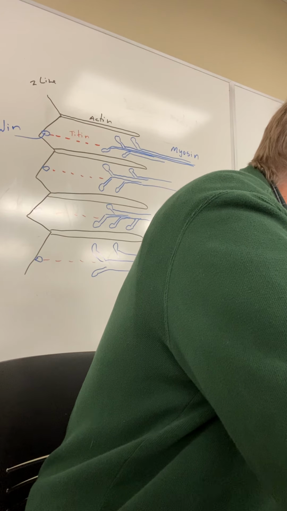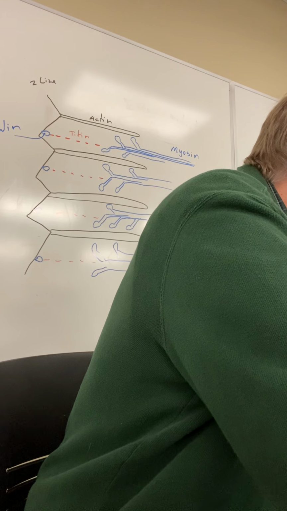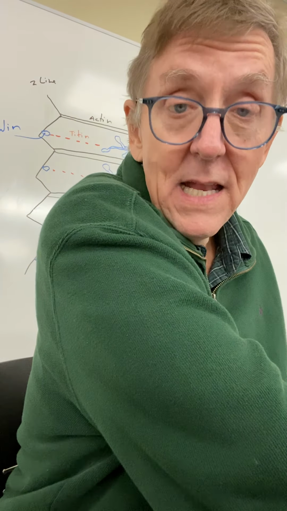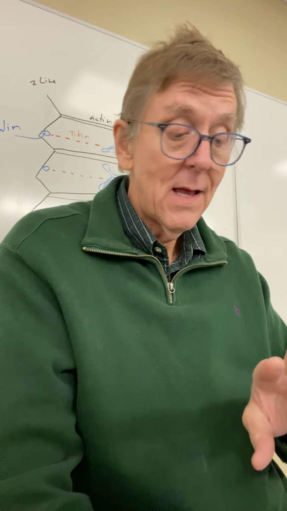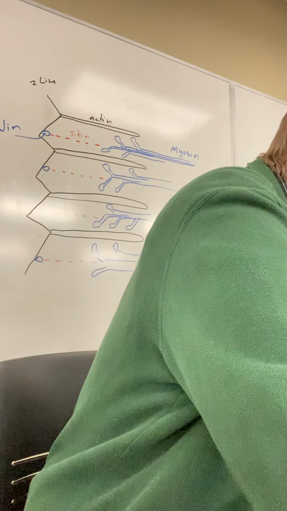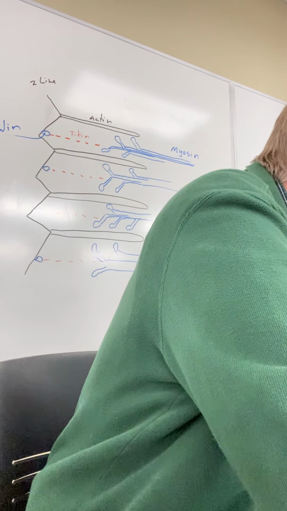So let's see where we've gotten to. All right, so I was basically talking in terms of slide number 18, where you can see the triads. 2 cisternae plus 1 transverse tubule. That's a triad, 1, 2, 3. So I was just talking about that.